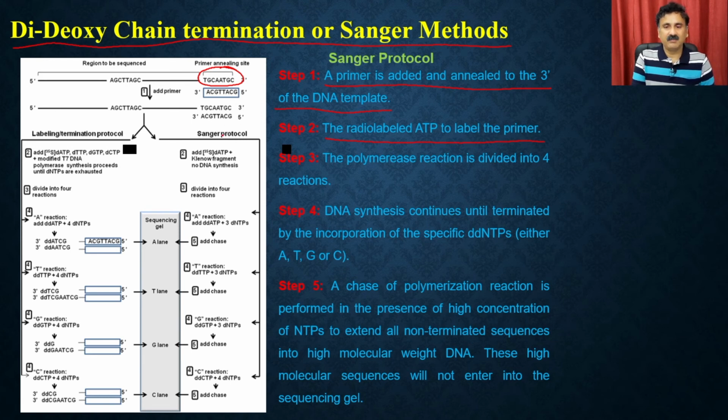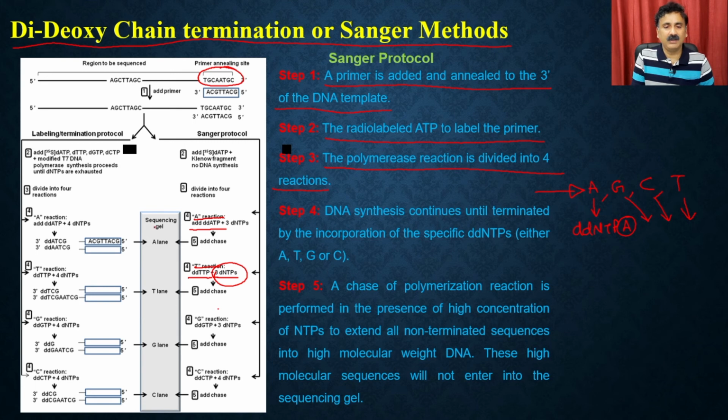You use the labeled primer, and then the polymerase reaction is divided into four reactions: the reaction for A, reaction for G, reaction for C, and reaction for T. When you say A reaction, it means all other nucleotides are normal, but it is going to have the ddNTP, which is going to be A. Same is true for G, C, and T. So in the A reaction, all other nucleotides are normal, but it has dideoxy ATP. Similarly, the T reaction has dideoxy thymine triphosphate, with all other three nucleotides normal. Same is true for the G reaction and the C reaction.